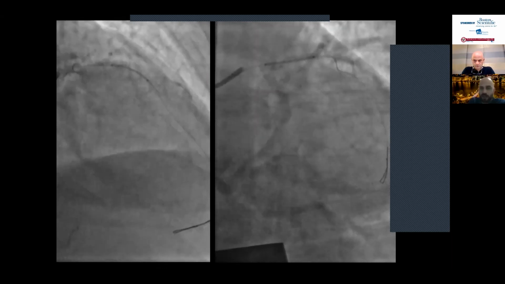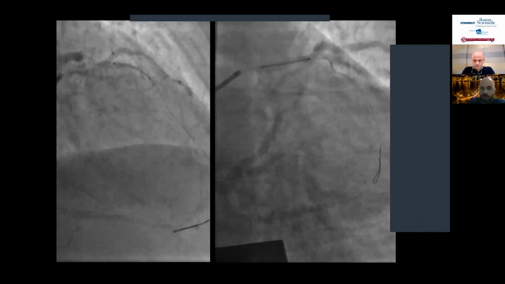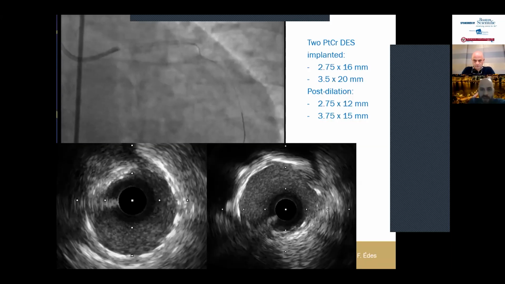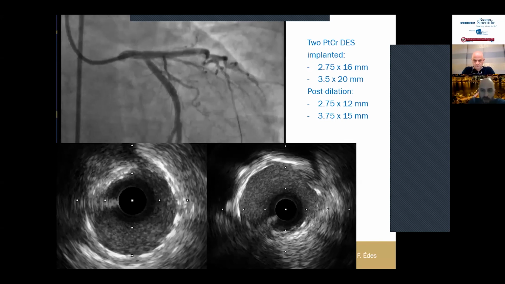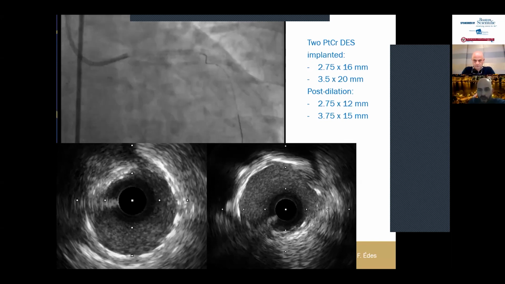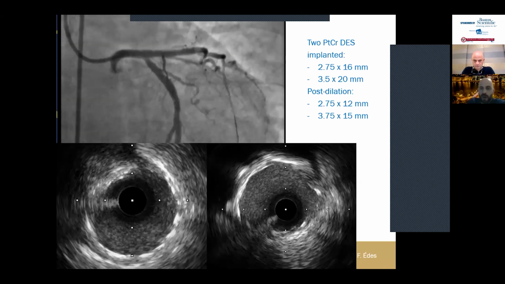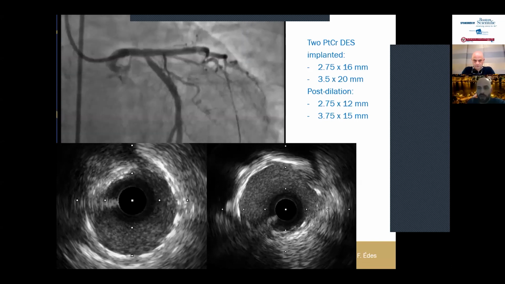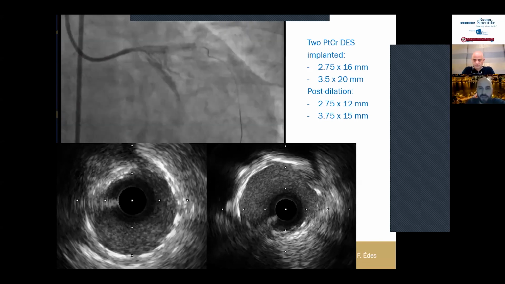Two stents were needed in this clinical scenario with this patient, all the way to the ostium of the LAD. As you can see on the lower part of the slide, we had quite a good IVUS result, which was also accompanied by a nice angiographic result. Atherectomy post-dilation of every stent is definitely required.